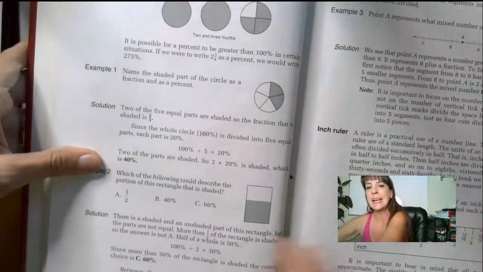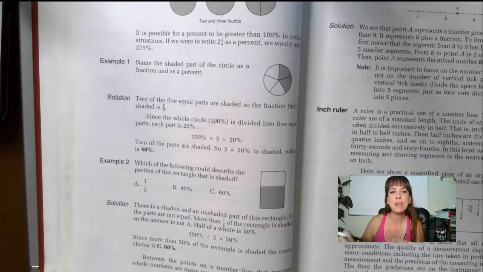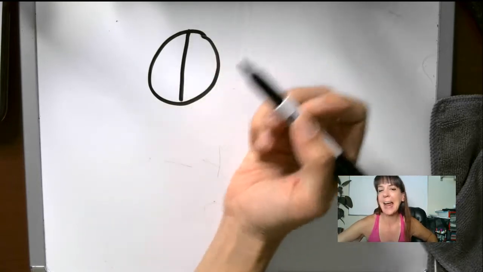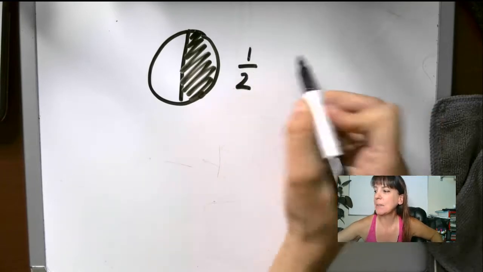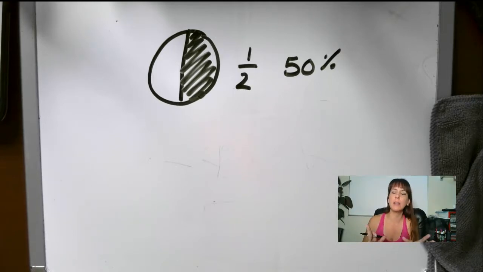Example number 2. Which of the following could describe the portion of this rectangle that is shaded? Guys, if something is shaded, let's talk about this really quick. If I have a big pie and I cut it exactly in half, you heard me say the word half, right? And I shade it, half is the same as 50%. We'll get into more of how percents, decimals, and fractions all intertwine. But this is a really big one that I want you to remember from now until forever. Half is the same as 50%, okay?